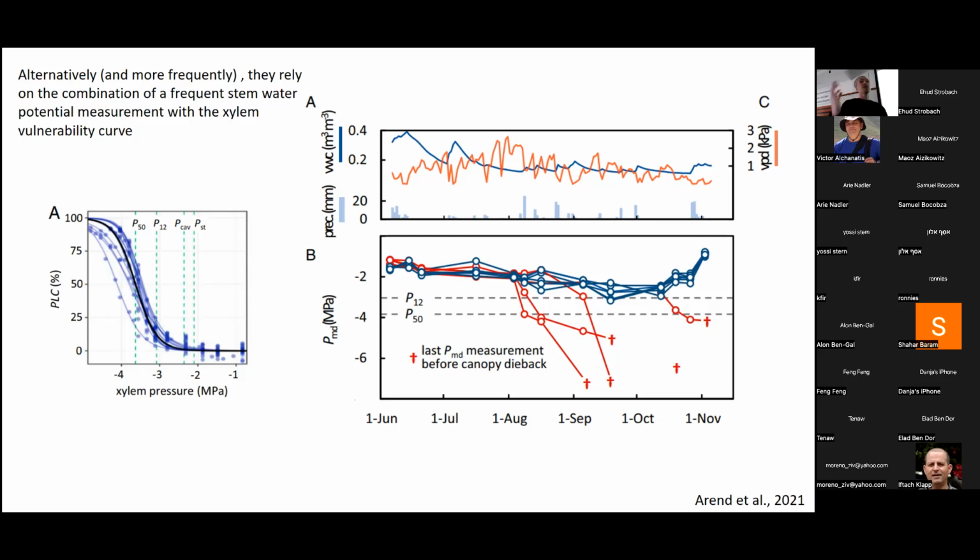So this is probably the common procedure to know the dynamics of cavitation.